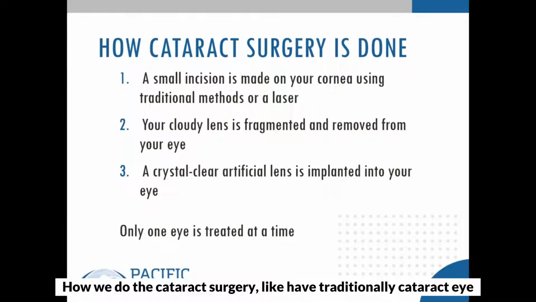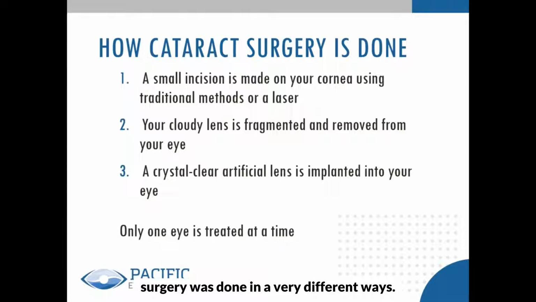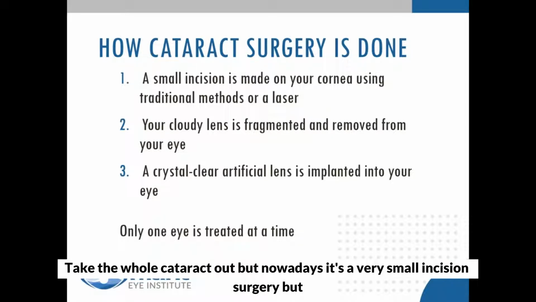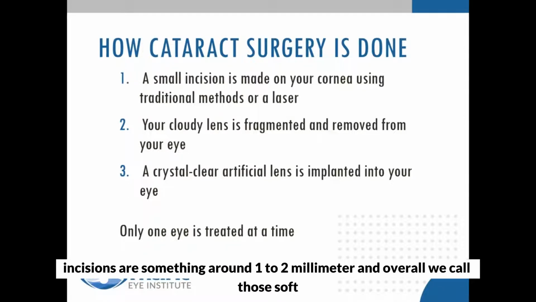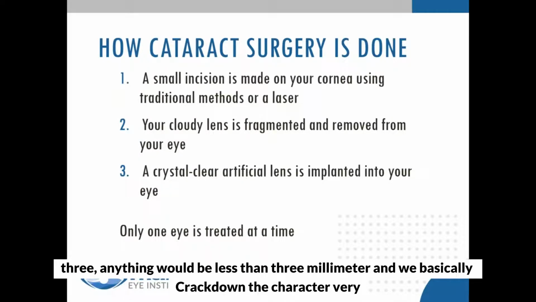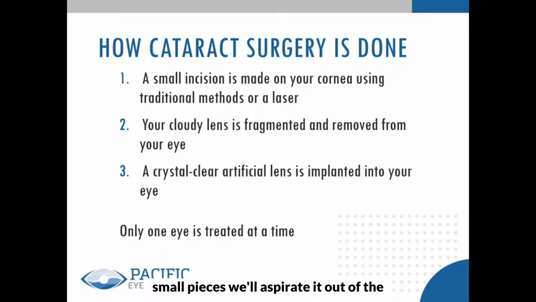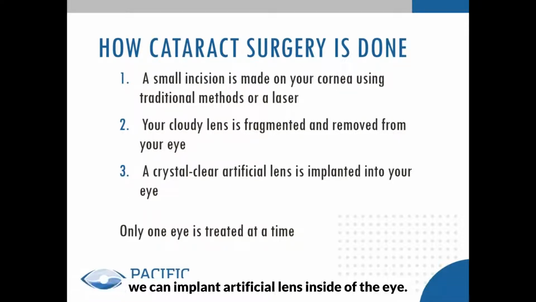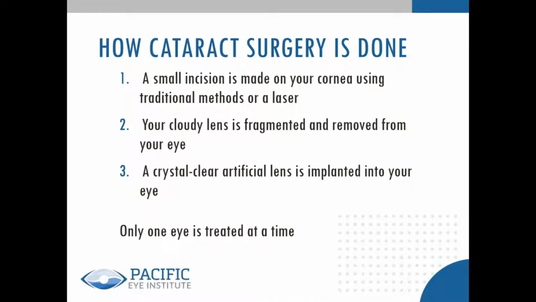How do we do cataract surgery? Traditionally, cataract surgery was done in very different ways. We used to open the eye with an incision of several millimeters and take the whole cataract out. But nowadays, it's a very small incision surgery. Incisions are around 1 to 2 millimeters, and overall we call those soft 3, anything less than 3 millimeters. We crack the cataract into very small pieces and aspirate it out of the eye. We keep the framework, the cloudiness is gone, and then we can implant an artificial lens inside of the eye.